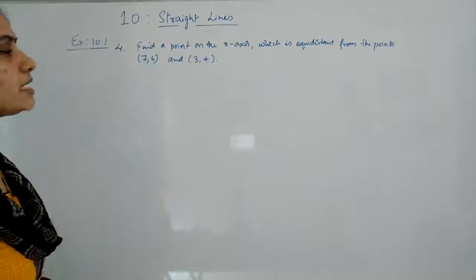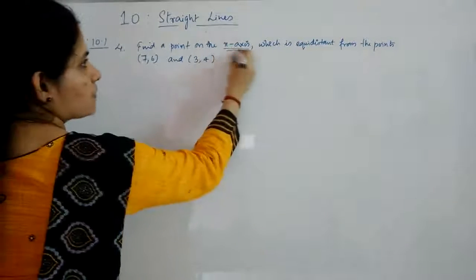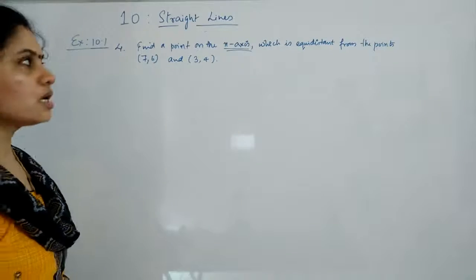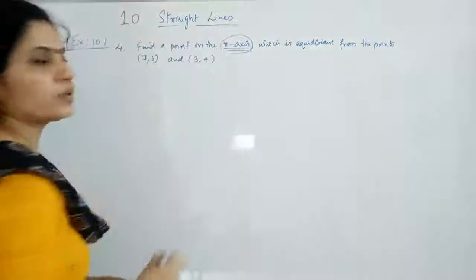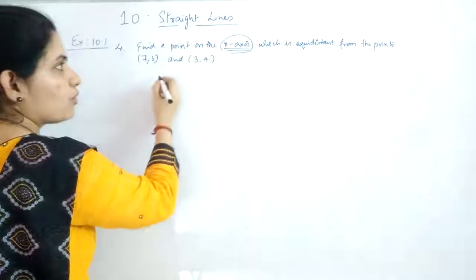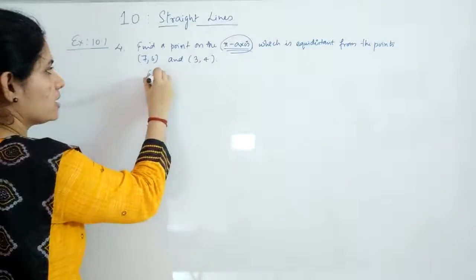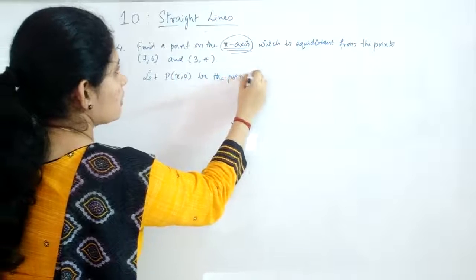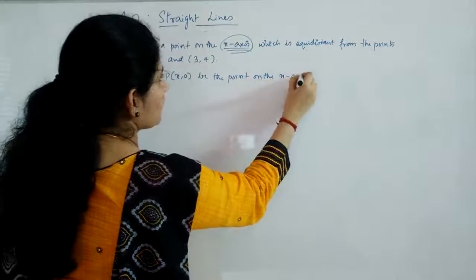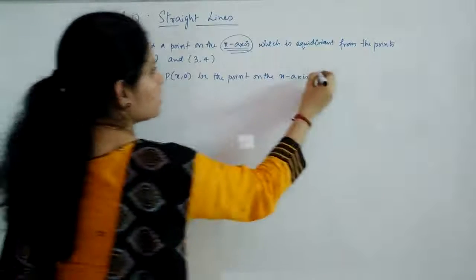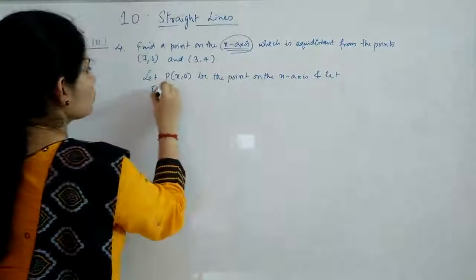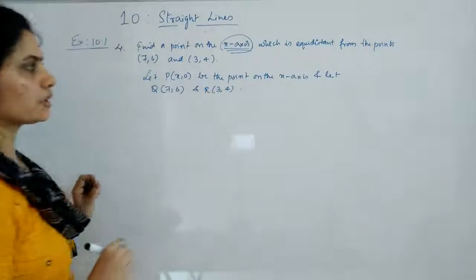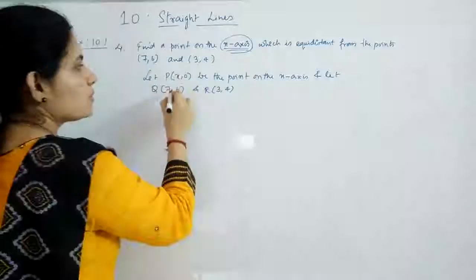Fourth question is, find a point on the x-axis which is equidistant from the 2 points given, that is 7, 6 and 3, 4. So since the point which you have to find out is on the x-axis, the form of the point will be x, 0. So let P of x, 0 be the point on the x-axis, okay, and let the other points be Q and R. Okay, now what is given? This point is equidistant from these 2 points.